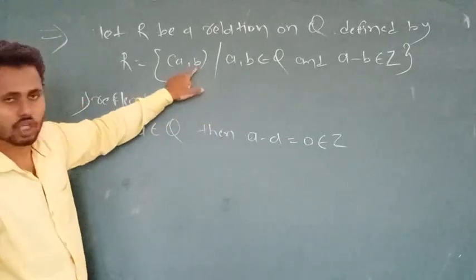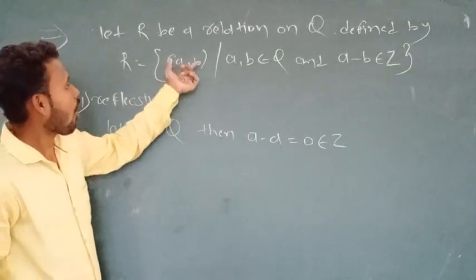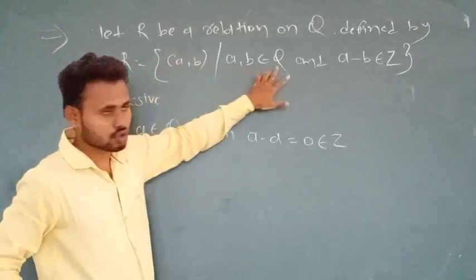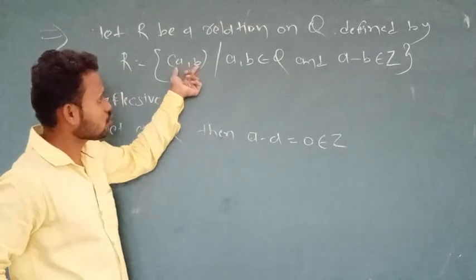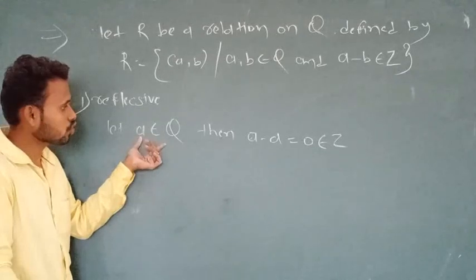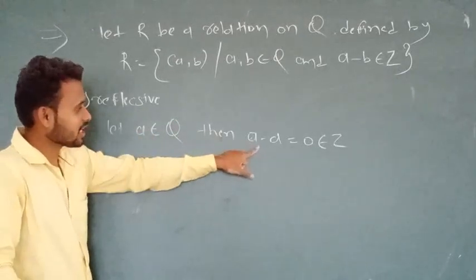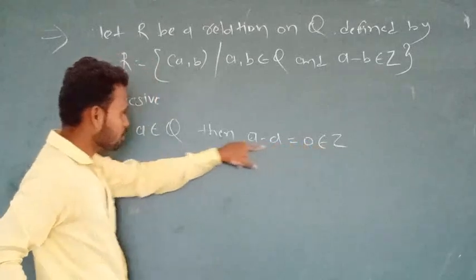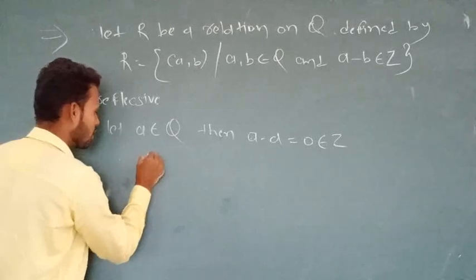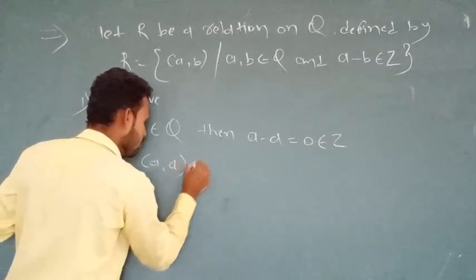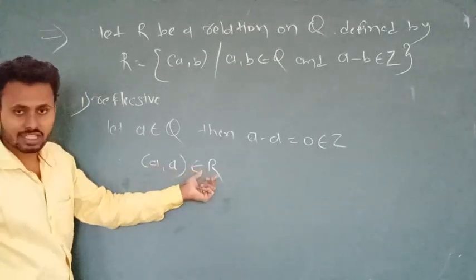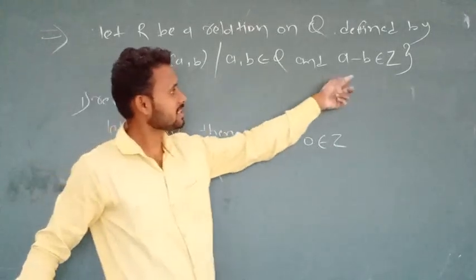Now by the definition of that relation R, relation R की definition क्या है? Order pair AB belongs to relation R when these two components belong to Q and the subtraction of these two components belongs to Z. Now here what we show: first आपण घेतलं A belongs to Q, then A minus A equal to 0, which belongs to Z. This property is satisfied, therefore आपण काय म्हणू शकतो, therefore we say that order pair AA belongs to the relation R. Why does this belong to the relation R?